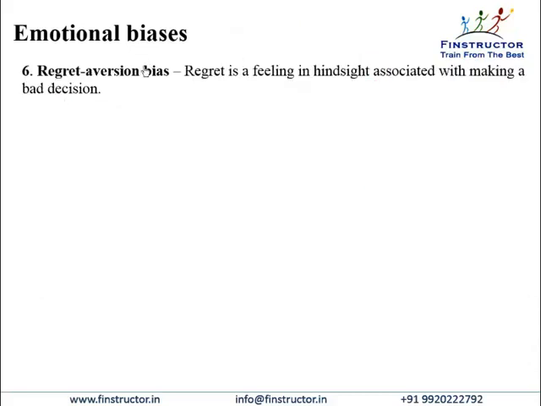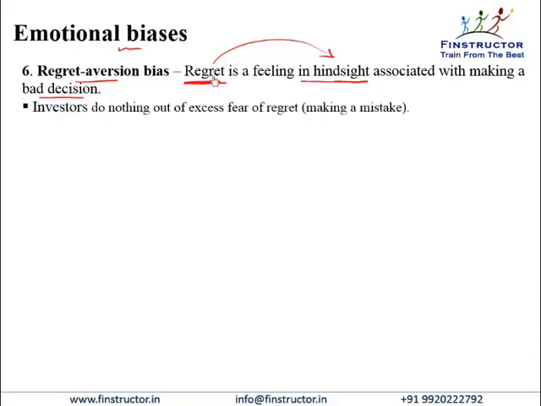The last and a very important emotional bias is referred to as regret aversion. So regret is a feeling in hindsight associated with making a bad decision. So understand, regret always comes in hindsight. That what if only I would have done this, or if only I had not purchased that stock, or if only I had purchased more of that stock. These feelings and these statements are a sign of regret. Individuals want to avoid regret.